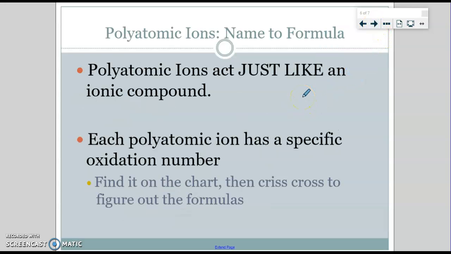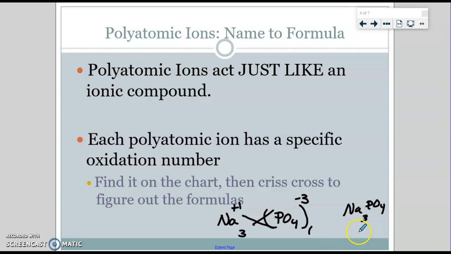So polyatomic ions act just like an ionic compound. Each polyatomic ion has a specific oxidation number. You find it on the chart and you crisscross them. So what was that? PO4 had a -3 charge, and whatever you're trying to hook it up with, say, I don't know, sodium. Sodium has a +1 charge, so you crisscross those, so you're going to need 3 sodiums to every 1 phosphate. So it ends up being Na3PO4. Does that make sense? I know you can't answer me.